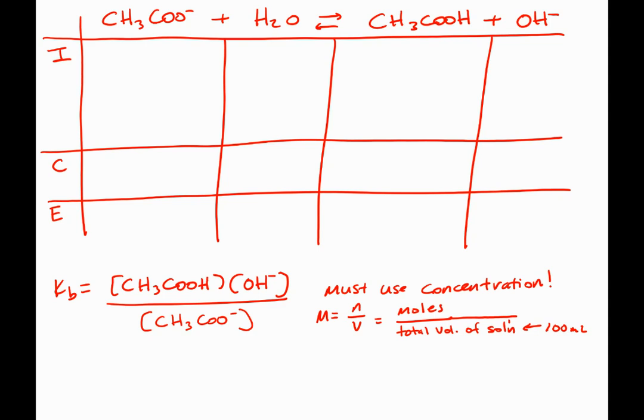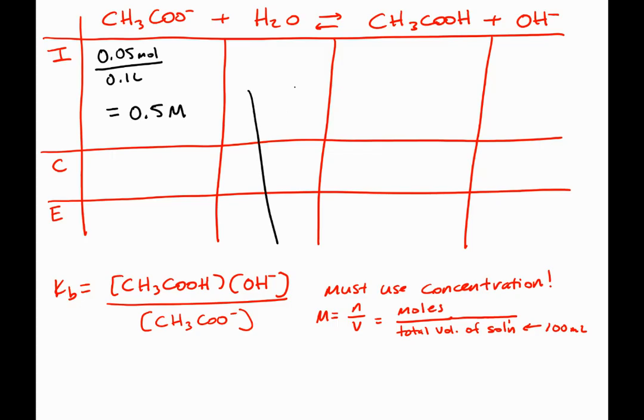To do that, we know from the before, during, and after table that the acetate ion was present at 0.05 moles. So we have 0.05 moles of the acetate ion. That was from the before, during, and after table. And then you divide by the total volume of solution, which is 100 milliliters or 0.1 liters. And so the initial concentration of the acetate ion is 0.5 molar.